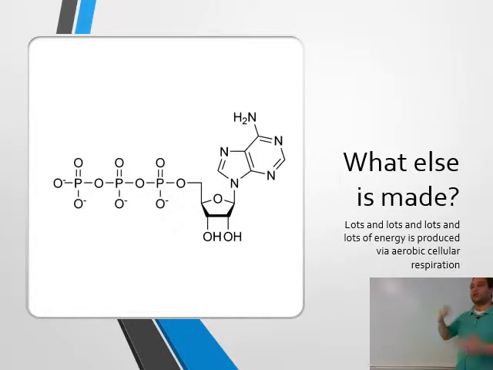As we are creating carbon dioxide and water, we are also producing a whole bunch of this molecule. Katie, what is that molecule? It's not a poly thing. Take a look at it. It's got 3 phosphates attached to it. ATP, adenosine triphosphate. It is a major, major energy molecule in the cell. So you're going to produce a lot of adenosine triphosphate through the process of aerobic cellular respiration.